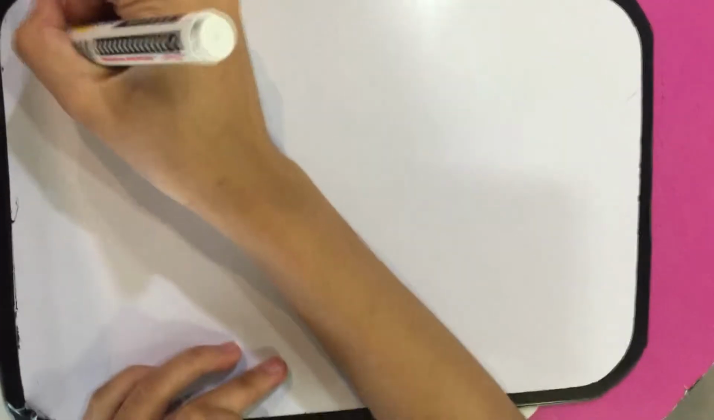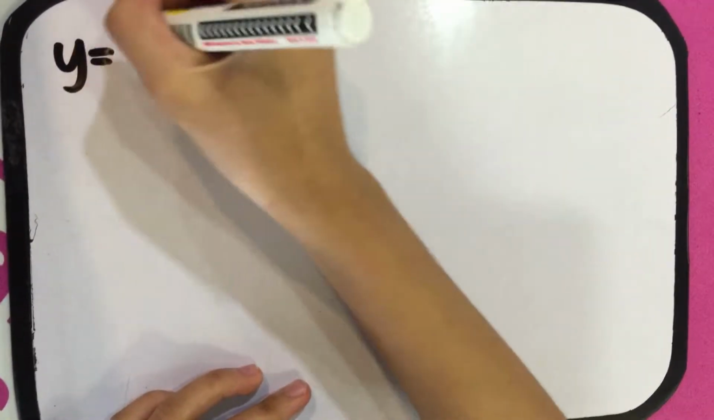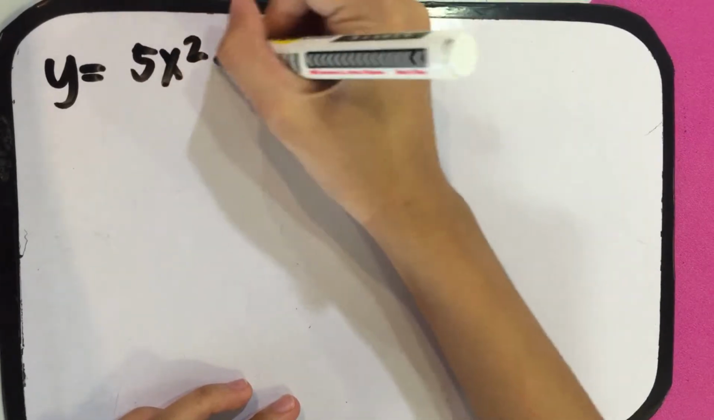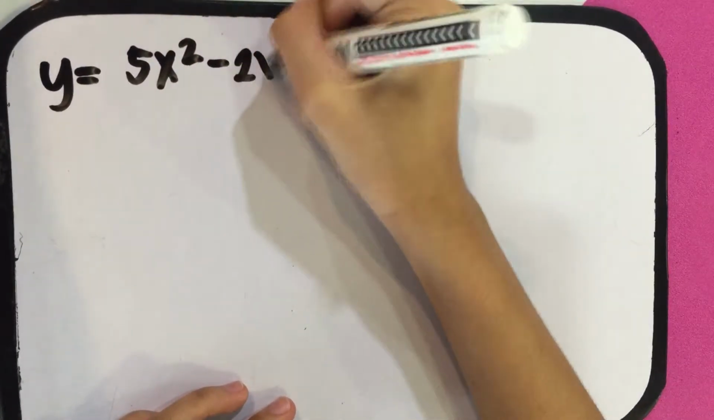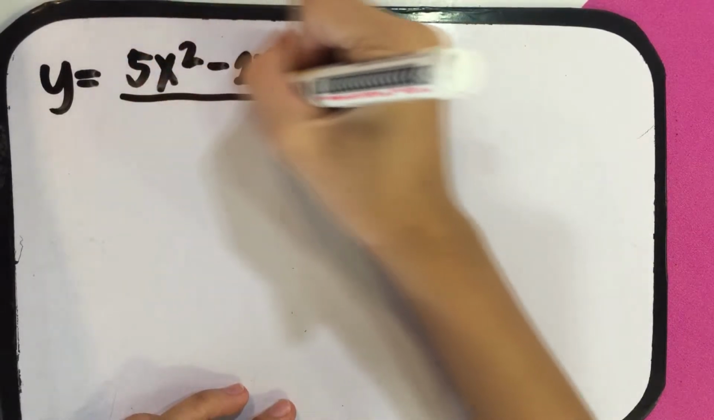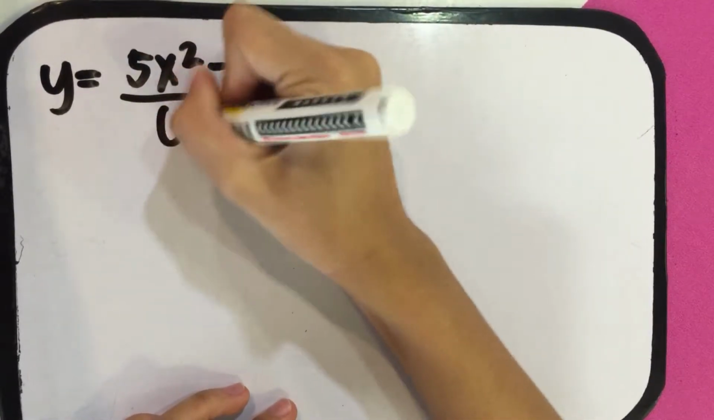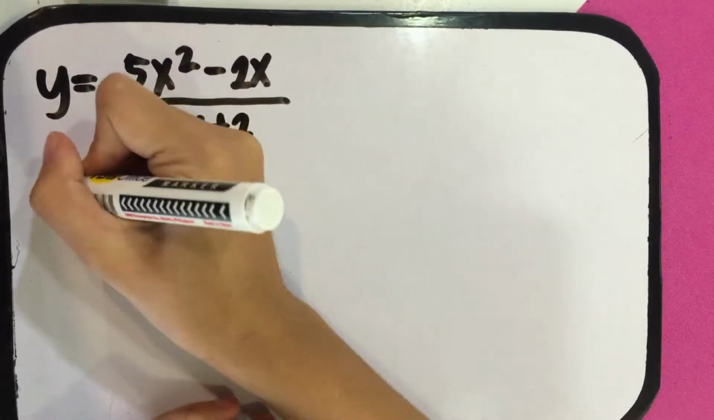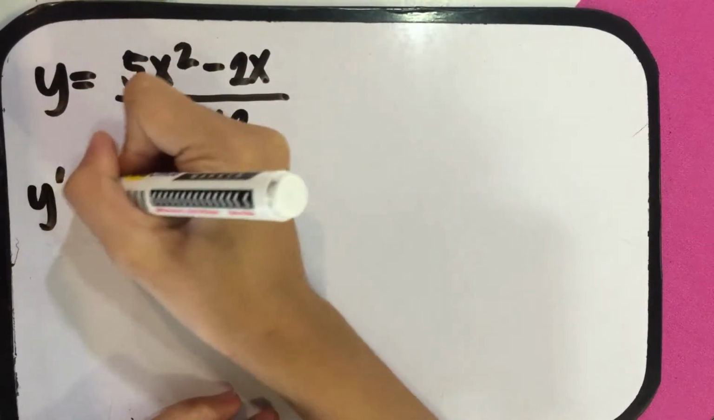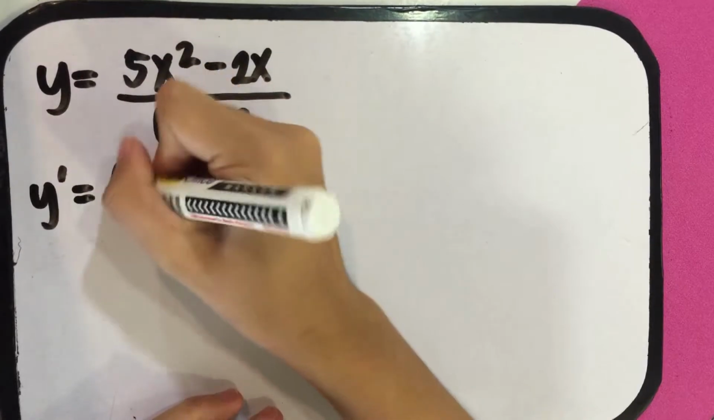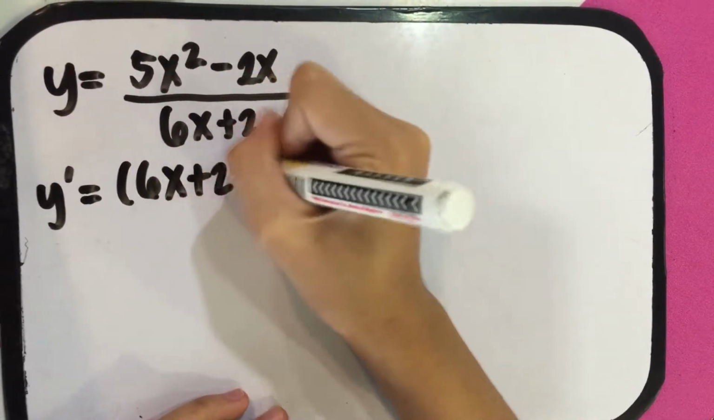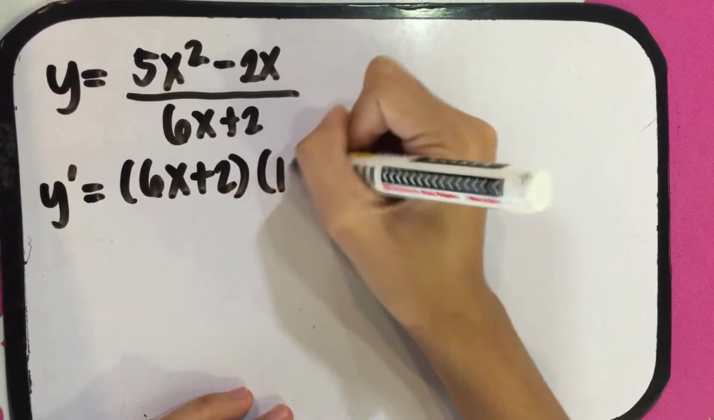Next is quotient rule. We use f prime of x equals k of x times g prime of x minus g of x times k prime of x over k of x squared. The given is y equals 5x squared minus 2x over 6x plus 2. First, copy k of x, which is 6x plus 2, times the derivative of g of x, which is 10x minus 2.